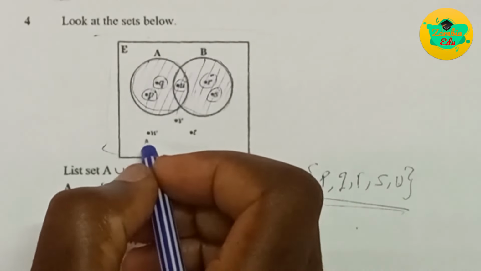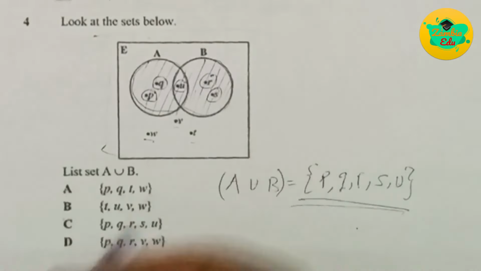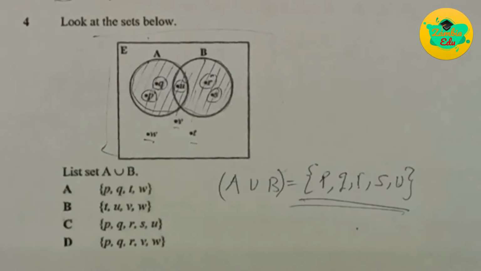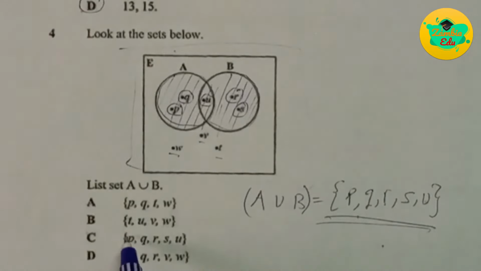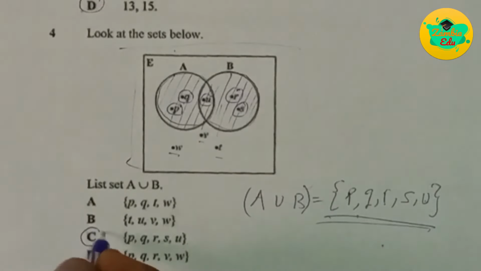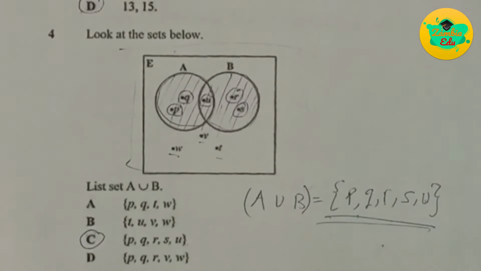So we'll leave out W, V, and T because these are elements which are found outside the union set A and B, the union of A and B. Having found that, we come to our multiple choice, we look for P, Q, R, S, U, and it's on option C, and that is our answer.